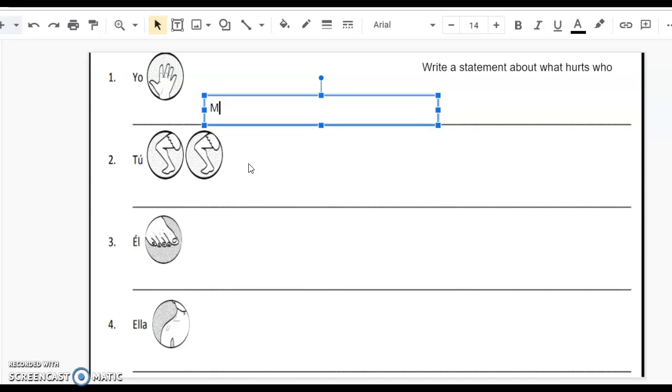For the first one, you're going to say me, because it's the yo form. Duele, because it is one hand. And then you're going to go ahead and do that with the other three examples.